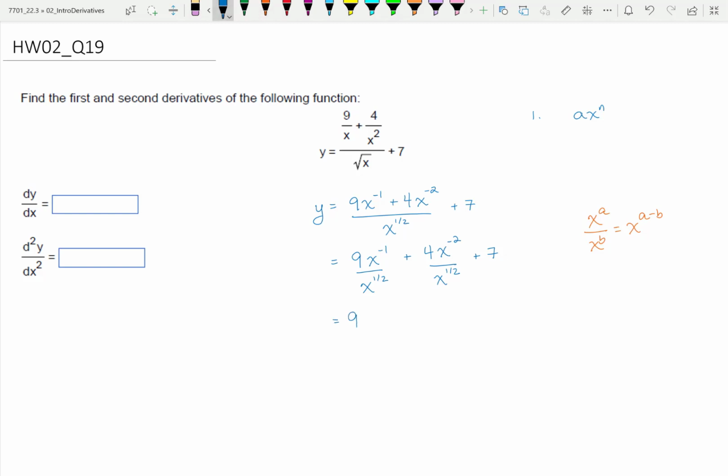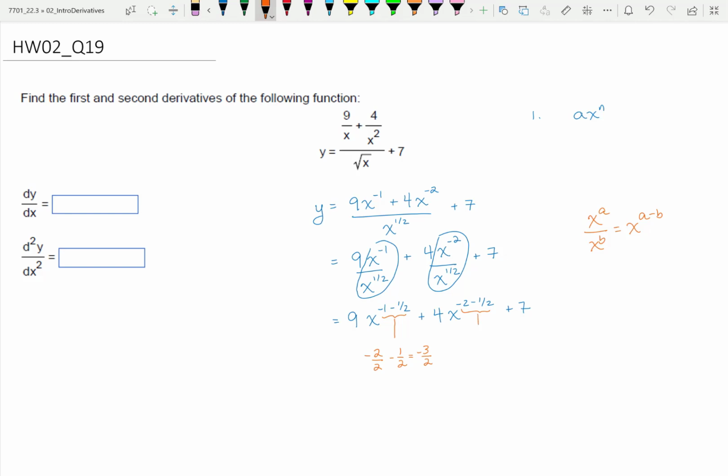So here I have 9x to the power of, well, I have negative 1 as an exponent minus half. So negative 1 minus half plus 4. Here I have common bases in my fraction as well. So I'm going to have x to the power of negative 2 minus half. And then plus 7. Now doing my fraction math here, I have negative 1 minus half. So that's really negative 2 over 2. That's the same thing as negative 1 minus half. That gives me negative 3 halves.